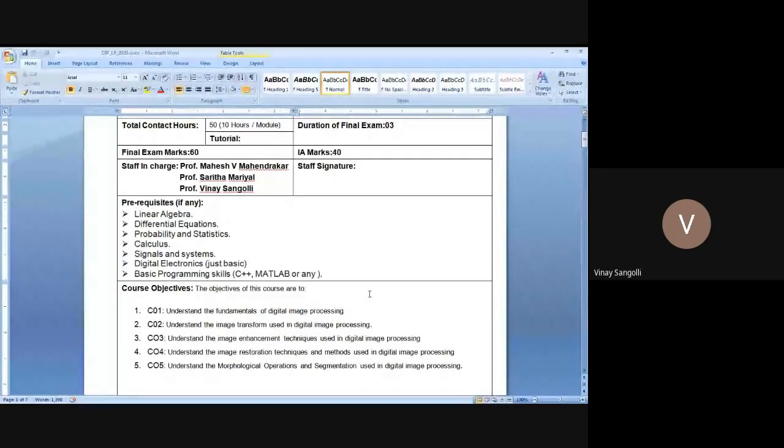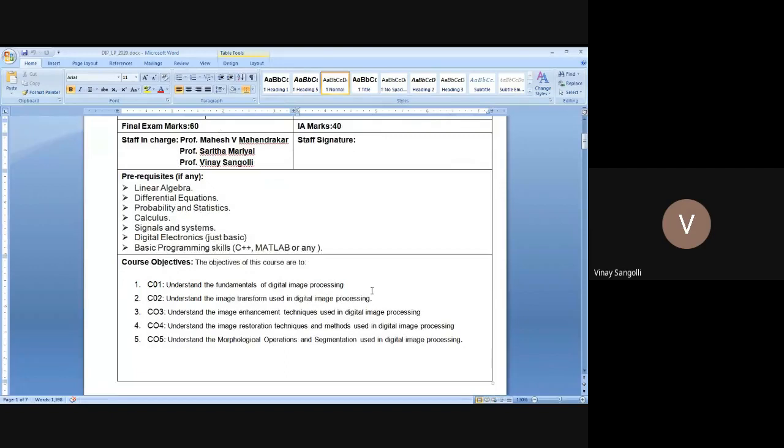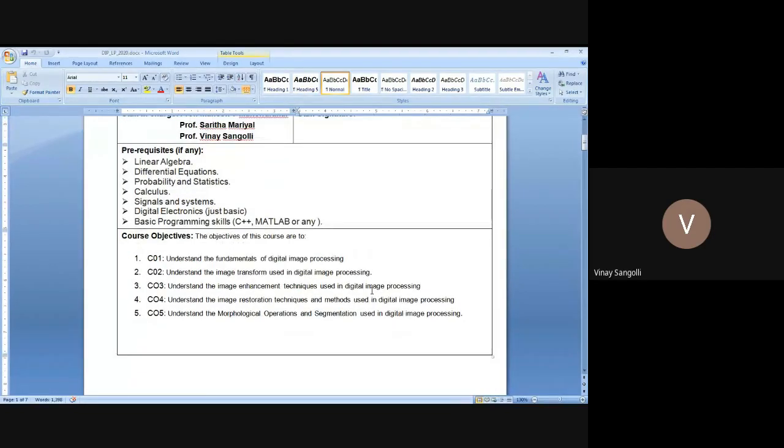Yeah. So one thing which is essential here is the objectives, whatever are the objectives you will be coming across. So you will be understanding the fundamentals of digital image processing. Then after that, you will be understanding how the image is transformed. That is, what could be the various transformations we can use in digital image processing. Then we can go ahead and learn the various concepts like image enhancement and restoration. So these are the very important things, enhancement and restoration.